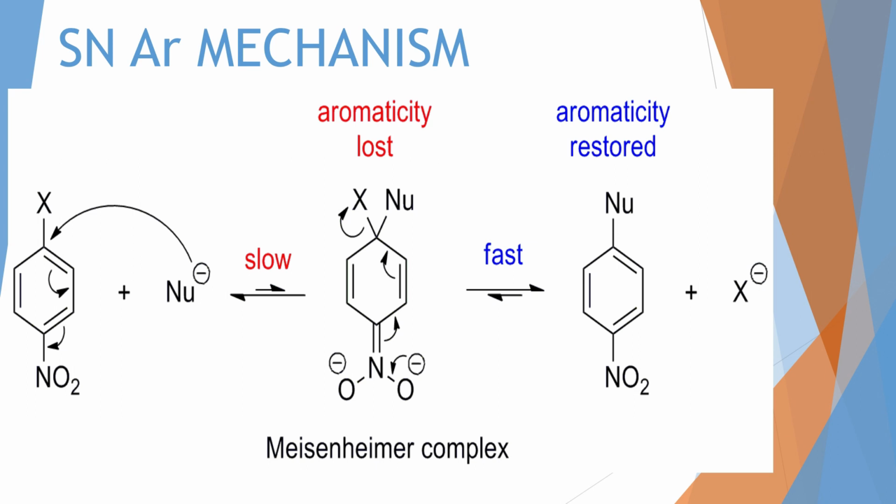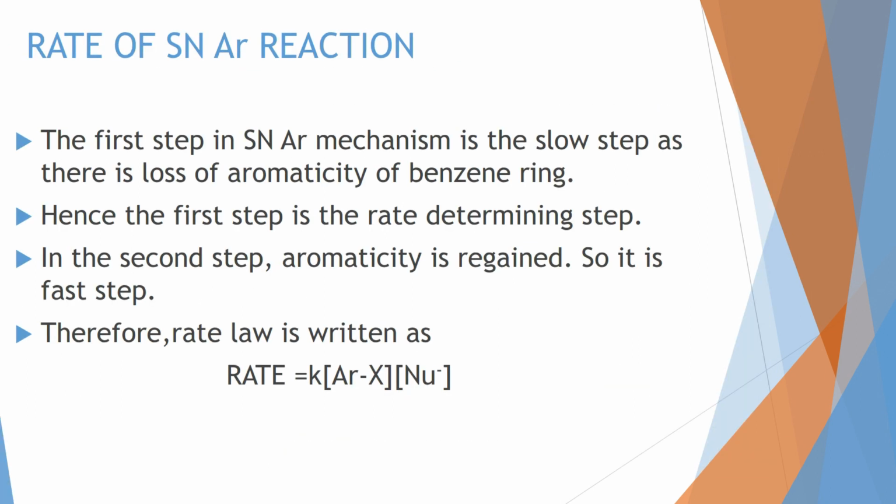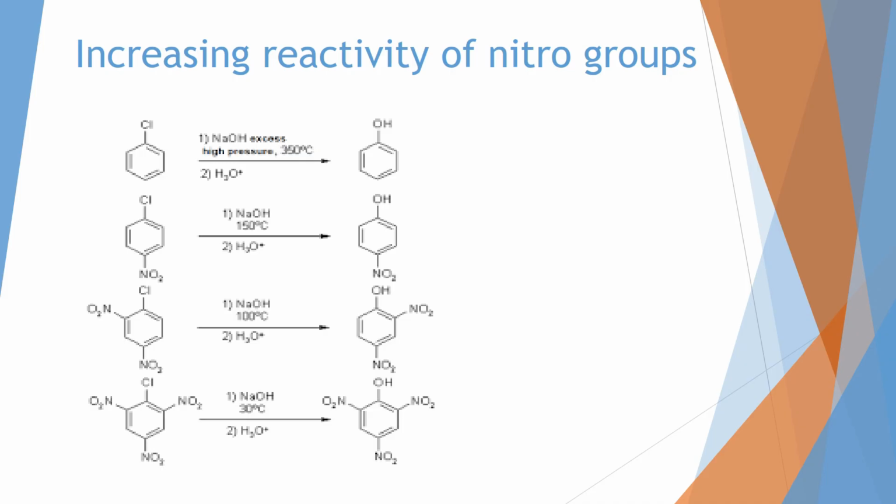You just see the first process, whereas we know which one is the slow step, that is the rate determining step. So, in the first step which two molecules are involved? The haloarene molecule as well as the nucleophile, both of them are involved. But in the second step aromaticity is regained. So, it is a fast step. Therefore, the rate law is written as rate is equal to k into the concentration of ArX into the concentration of the nucleophile.